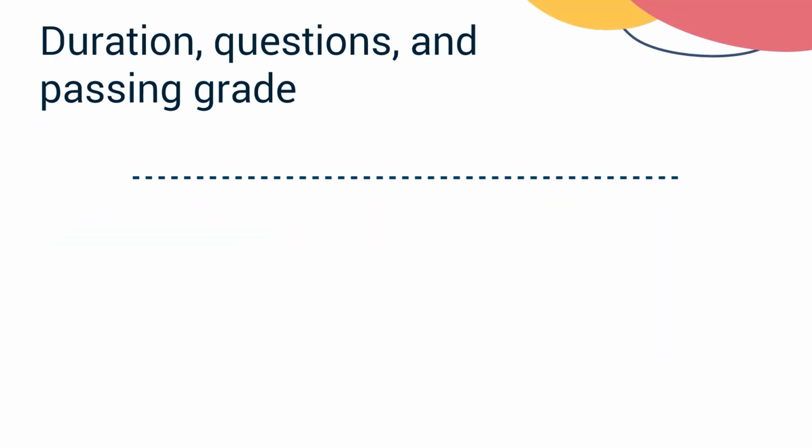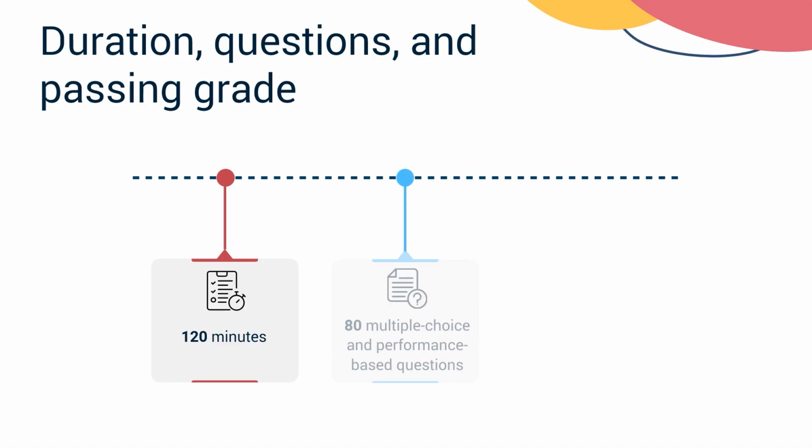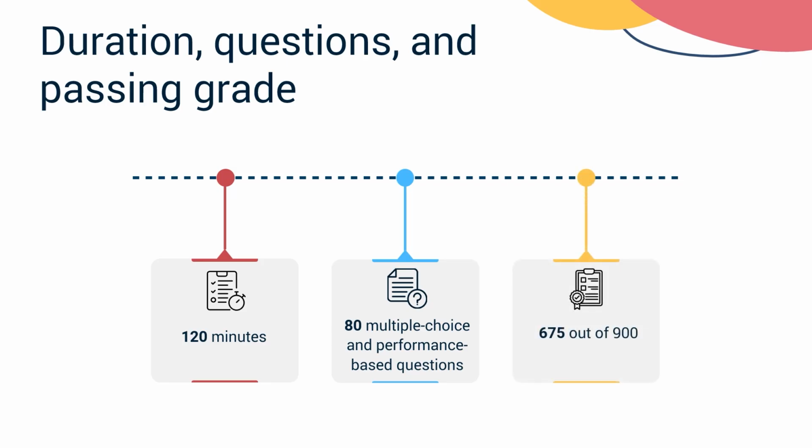Know what to expect on exam day. The allotted time for the exam is 120 minutes, or 2 hours. It consists of 80 multiple-choice questions and performance-based questions. Performance-based questions may involve solving scenarios, analyzing data, or completing simulations. To succeed, you'll need to achieve a minimum score of 675 out of 900, or 75%.